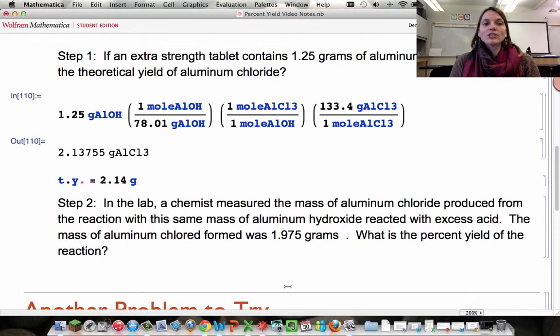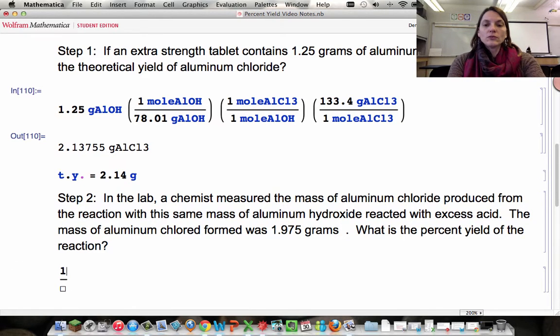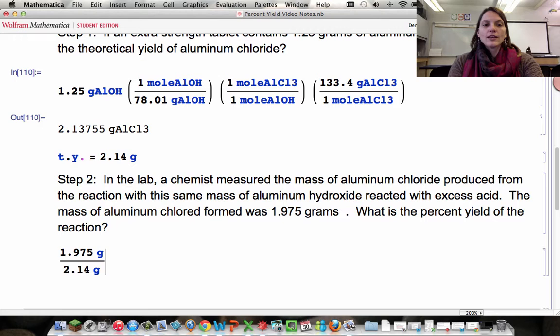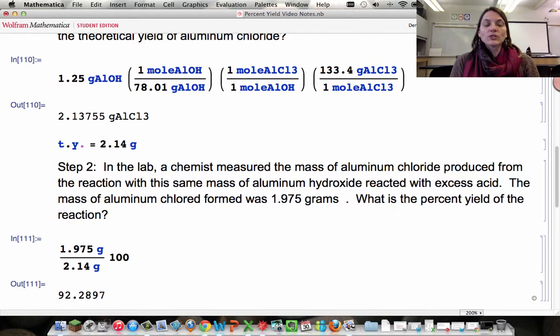If we actually do this lab and we get 1.975 grams, that would be our actual yield when this reaction was done in the lab. To find percent yield, all we need to do is take the actual yield, 1.975 grams, divided by the theoretical yield we just figured out, 2.14 grams, multiplied by 100, and there it is. Wow, that's pretty good. 92.3% yield. That's a really good yield.